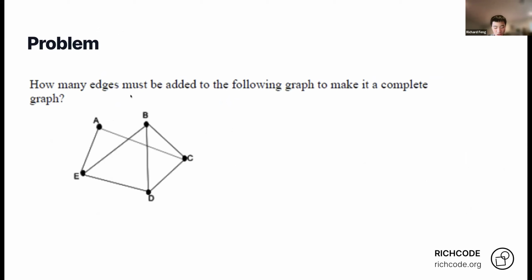Okay, so for this one, how many edges must be added to the following graph to make it a complete graph? So remember, a complete graph is a graph that has an edge between every two vertices.